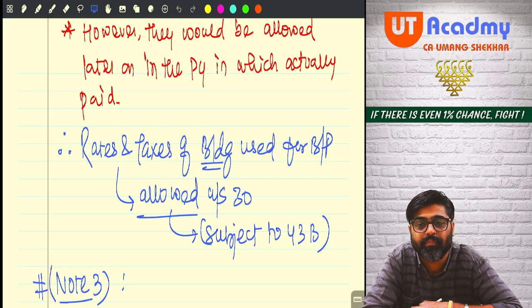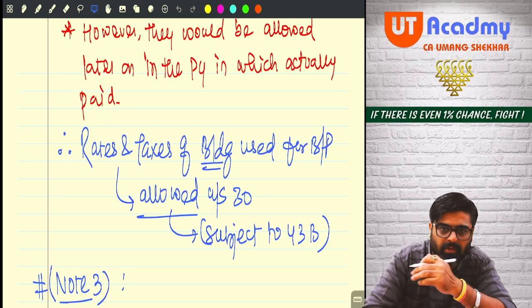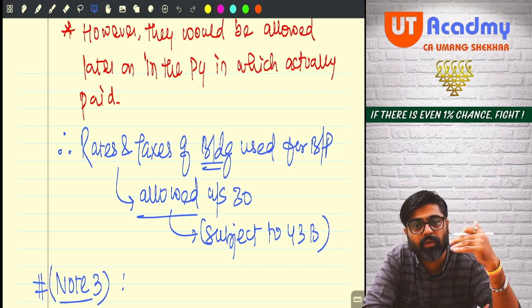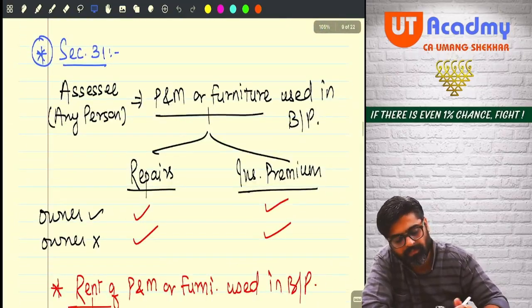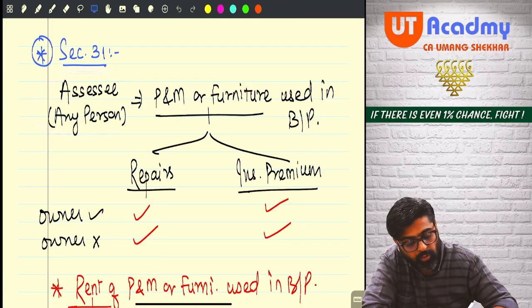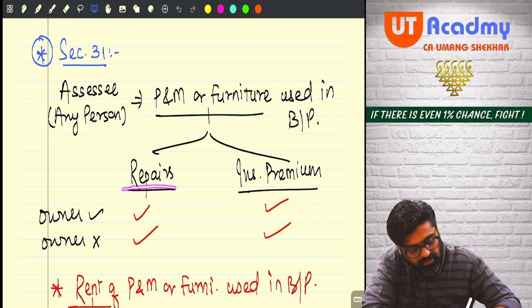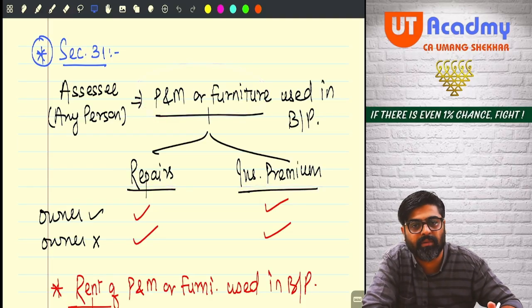Getting my point? So in your business, you can use a building. Discussion about the building is over. But apart from building, you can use furniture fittings also, and you can use plant and machinery also, no? So section 31, which section? Section 31 says that if you are an assessee using plant and machinery or furniture for the purpose of your business or profession, then any repairs or insurance premium of this plant and machinery or furniture will also be allowed as a deduction. Section 31 over.